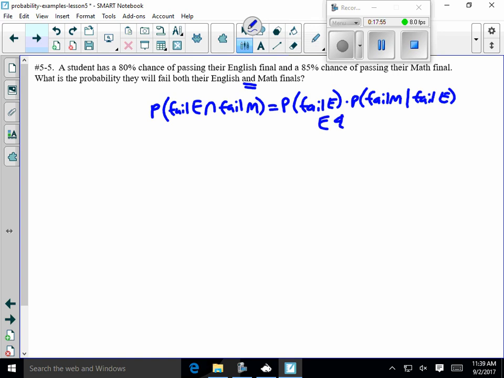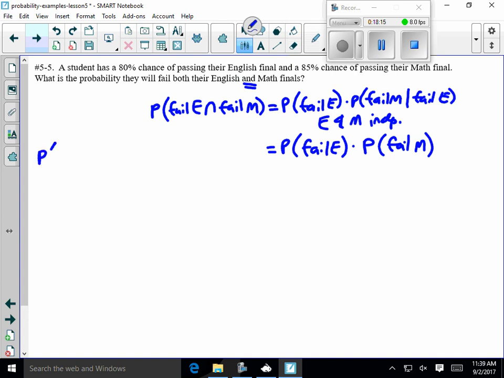The English and the math finals are independent. I think it's reasonable to make that assumption. If that's true, then this would be the probability of failing English times the probability of failing math, and I don't have to indicate that it depends on whether I failed English. It's just going to be the probability of failing math, period. So what are those probabilities?